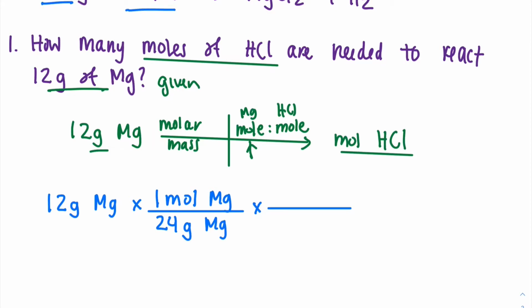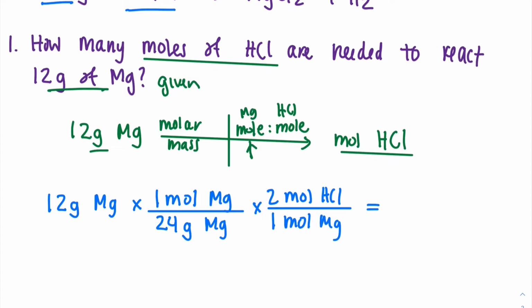The thing you really need to think about here is how do I set up my conversion factor so my moles of magnesium cancels out? The only way to cancel a unit is to have it on the bottom of the next conversion factor. So it would look like this. And this is the proper setup that gets me my answer.